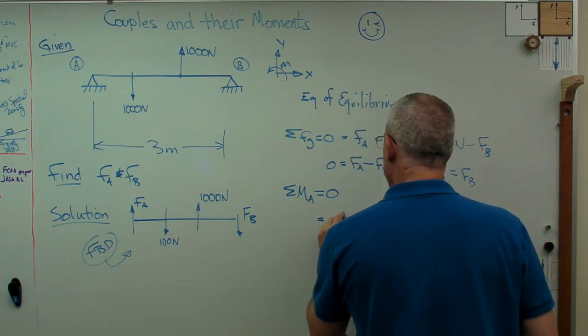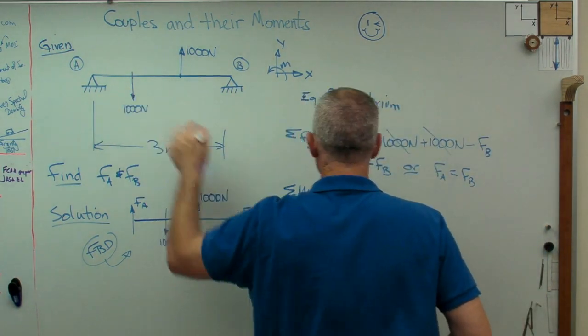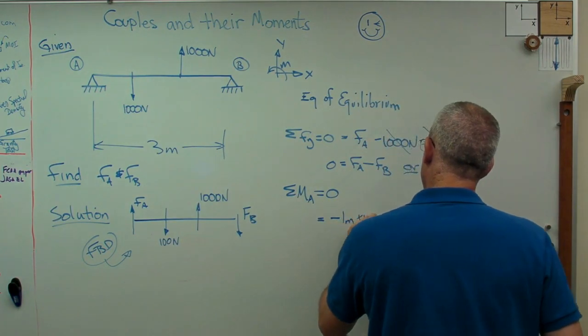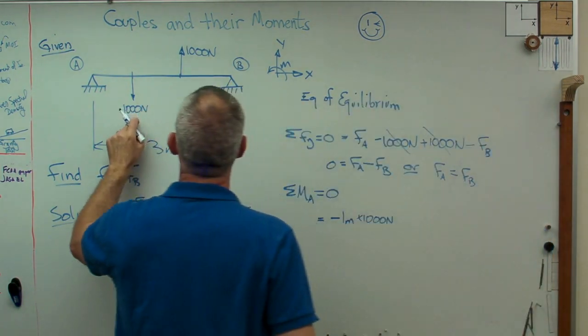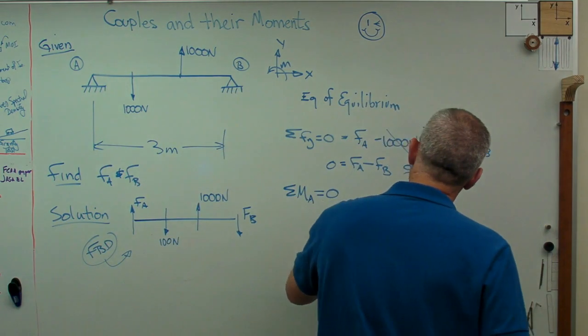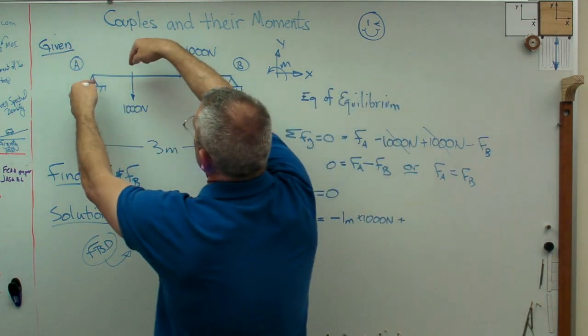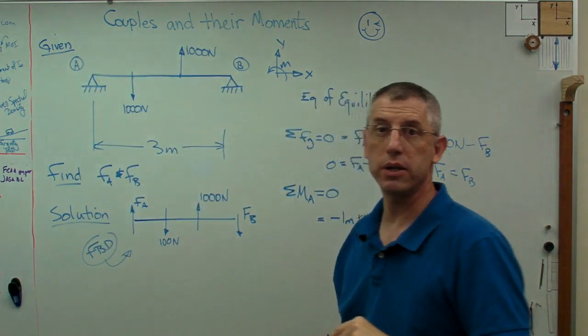So let's see, I've got minus 1 meter, which is that distance right there, times 1,000 newtons, okay, which is that force right there, plus, okay, now minus because that's rotating clockwise about point A.